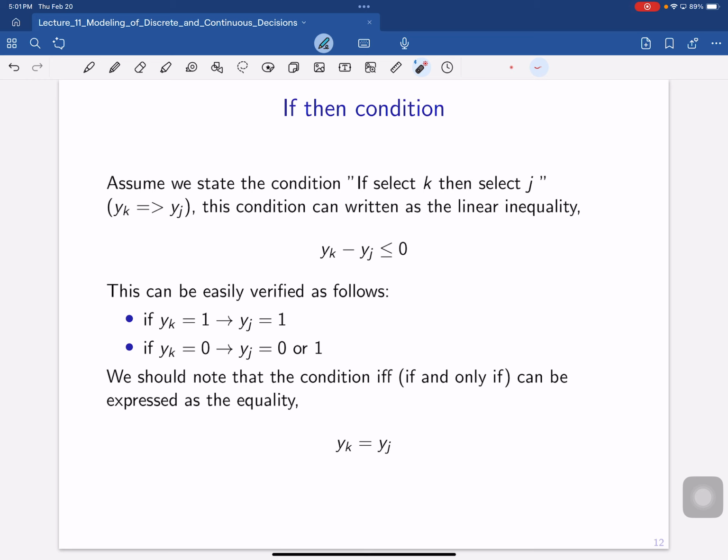But when y_k is 0, you don't know whether you should choose y_j or not. So if y_k is 0, this reduces to y_j greater than or equal to 0, and y_j can be either 0 or 1. A different condition is if and only if: I select j if and only if I select k. That condition is slightly different. That will be y_k equals y_j. Those are two different logic conditions.